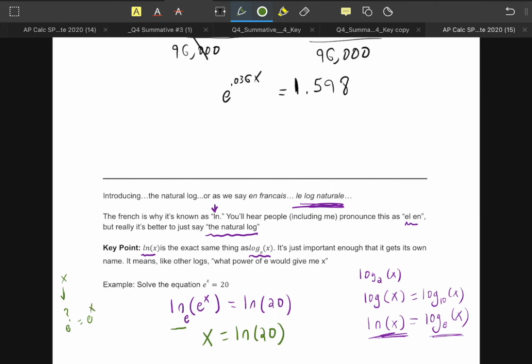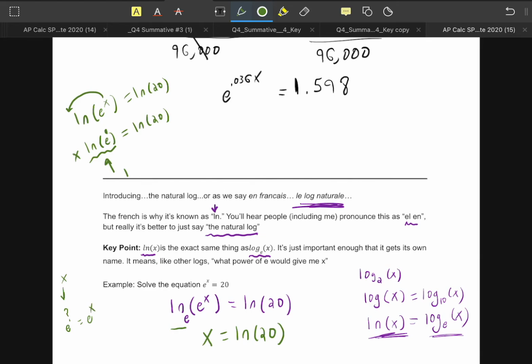Another way to see this, if you got here and you didn't quite remember that part, you could say the natural log of e to the x is the natural log of 20, and you could use exponent rules. X times the natural log of e is the natural log of 20. And when you type this into your calculator, the natural log of e is 1. Why is it 1? Because it's asking the question, what power of e is e? And the answer is 1. That's why natural log and e to the x kind of cancel each other out there.